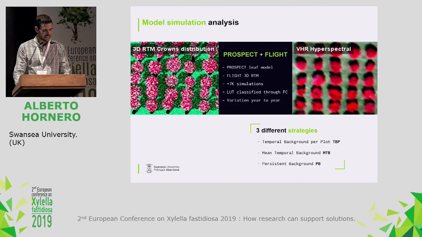Regarding the model simulation analysis, we used a coupled model to analyze the sensitivity of the different indices. We were also using this model to evaluate the effect of the background on the detection of symptoms. The PROSPECT leaf model was used in combination with a 3D FLIGHT canopy model to simulate the heterogeneity in the different orchards. We built a lookup table with more than 7,000 simulations, which was classified in the different levels of severity and incidence.